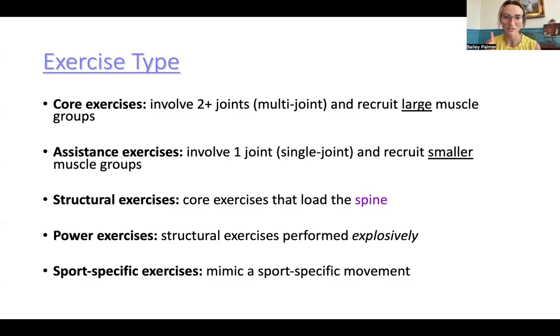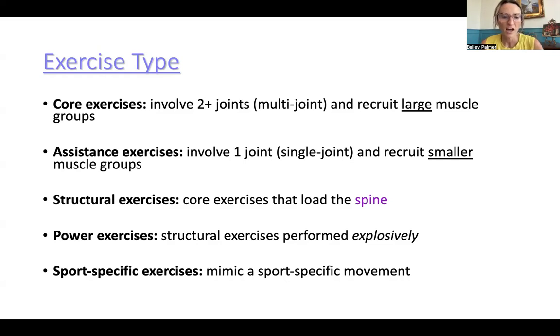They recruit a lot of muscle area. Assistance exercises are single joint. So I'm either just using my shoulder or my elbows or my knees or my hips. They recruit smaller muscle areas and they're not as important to program when we're trying to improve sport performance because they're not as applicable to sports as your compound movements are.